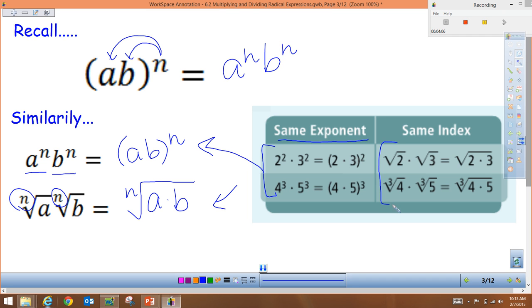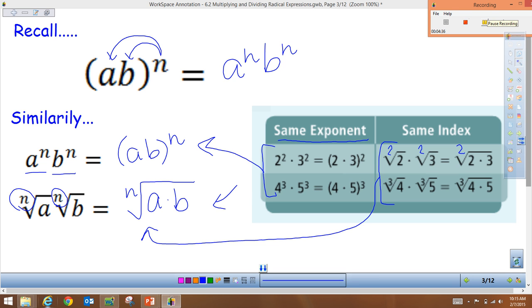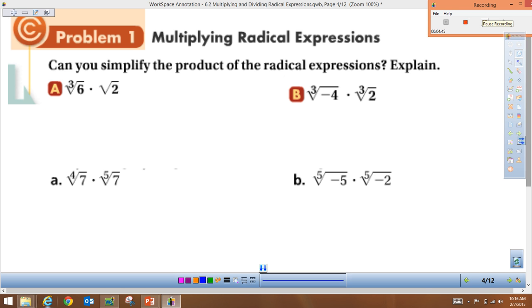However, if you have the same index or same root, like the square root of 2 and the square root of 3, those can both be moved under the radical sign and multiplied, so the square root of 2 times 3. Similarly, the cube root of 4 times the cube root of 5 becomes the cube root of 4 times 5. Please be sure that you're only using this technique when they are being multiplied together, which means we're not going to use this when we are adding and subtracting, just multiplying. The first thing we're going to work on is just putting this to work.